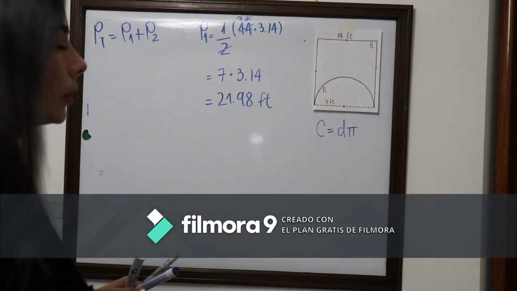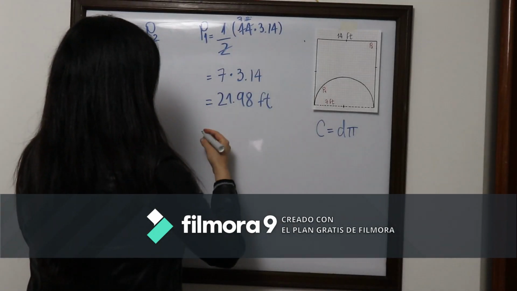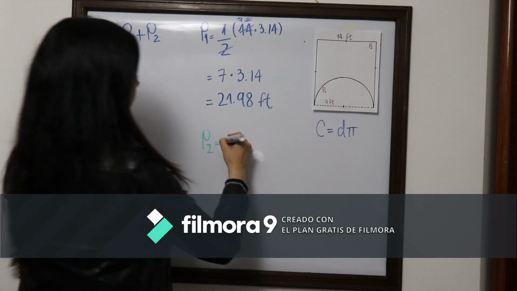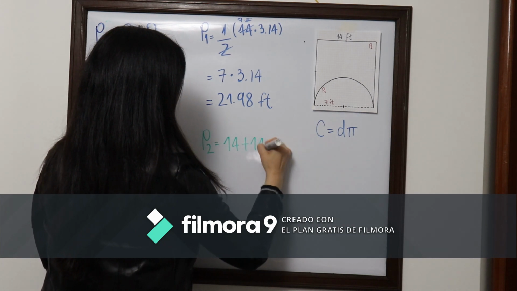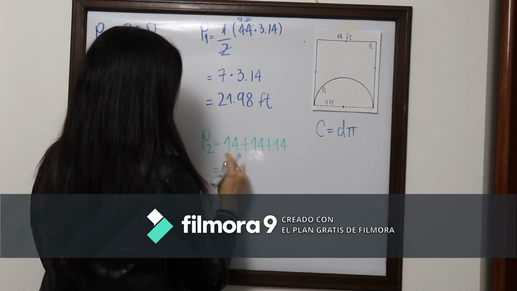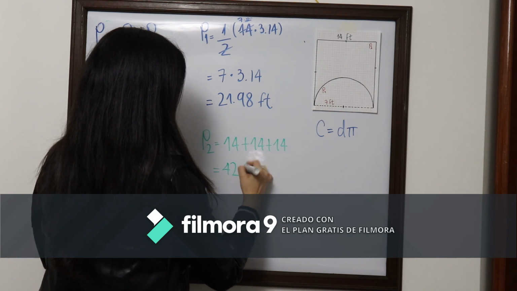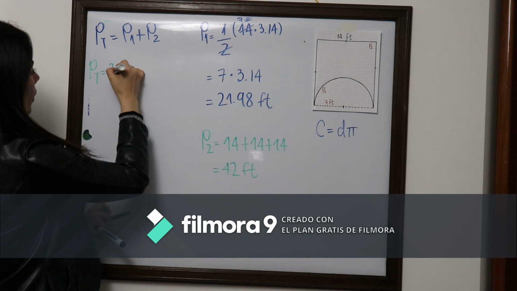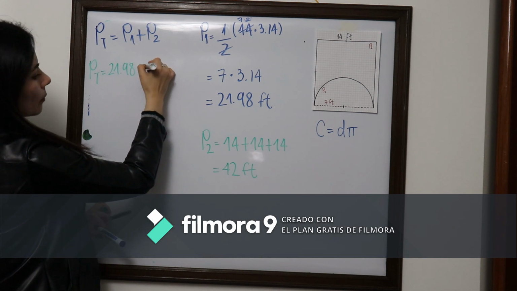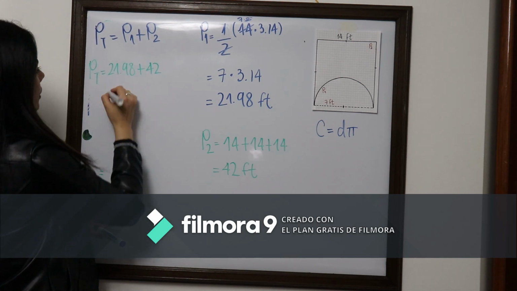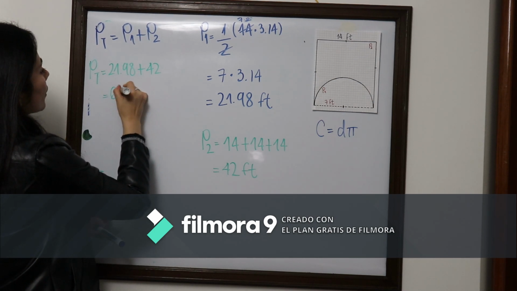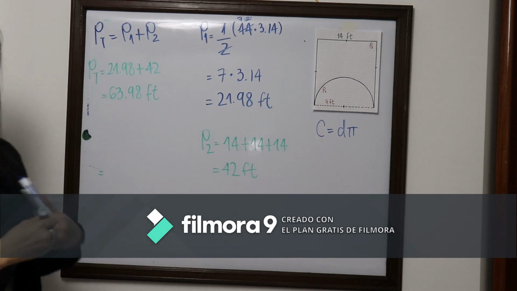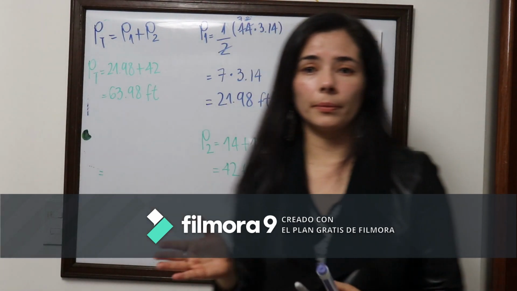And then of course, perimeter number 2 is going to be 14 plus 14 plus 14, which is nothing but 42 feet. And so we know our total perimeter is going to be 21.98 plus 42, which is going to make it 63.98 feet. Okay? So it really is simple, guys.